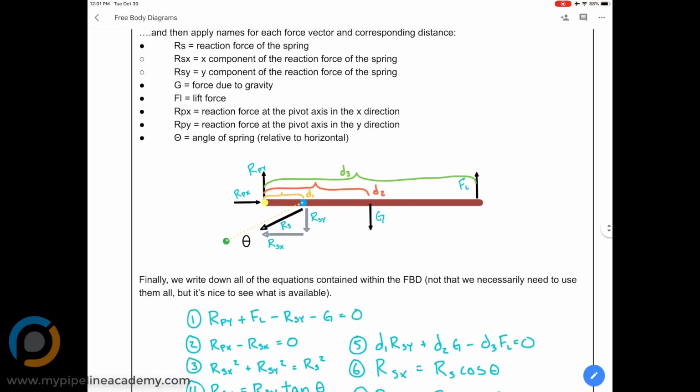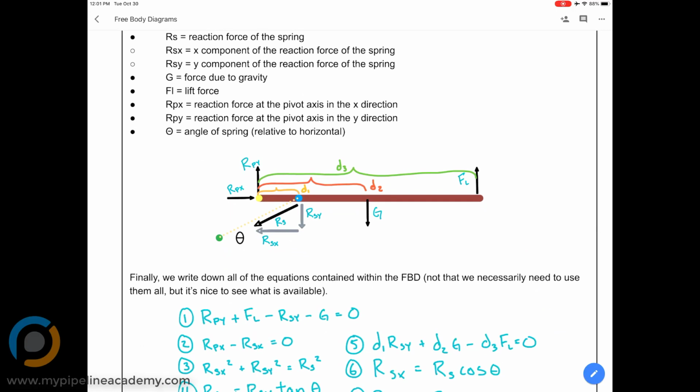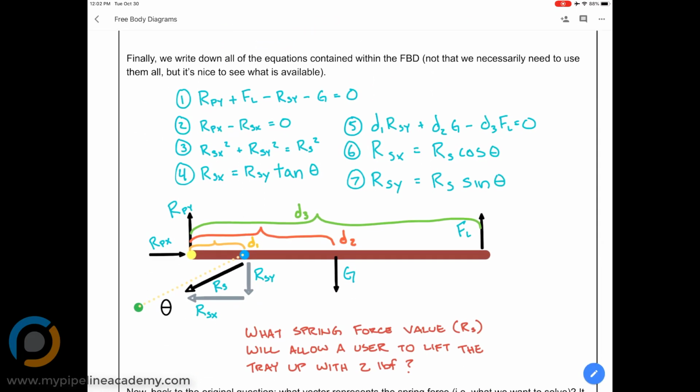Yep. It can be confusing to figure out which forces to include in your free body diagram, just like you were saying. What about the force that the tray is imparting on whatever holds the tray? Always bring yourself back and think, what is the body of interest? In this case, it's the tray. So what are only the forces that are acting on the tray? That can help clarify it. Okay, so now the next step is we're just going to write down all the equations, not necessarily that we need them all, but just so we see all the equations that we could potentially use to solve for FL. Actually, we're solving for RS, aren't we? We're solving for the spring force, I guess.